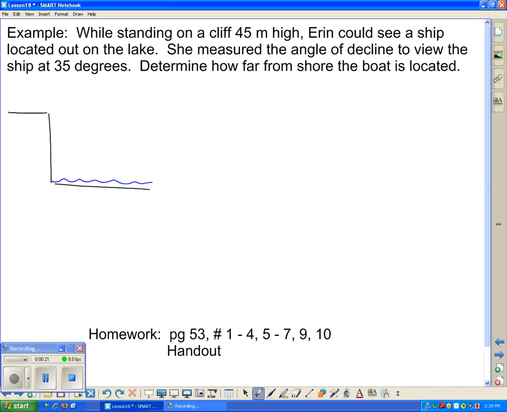So there's the water. Put our sailboat out in the water. So right there. Okay, and Erin is all dressed in red today. It's pretty hot. There we go.